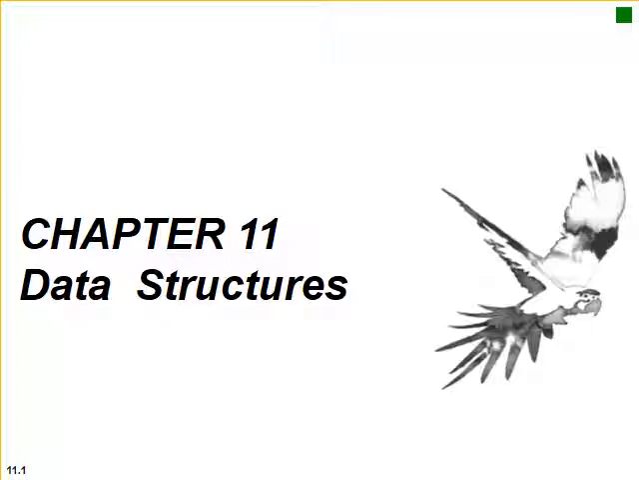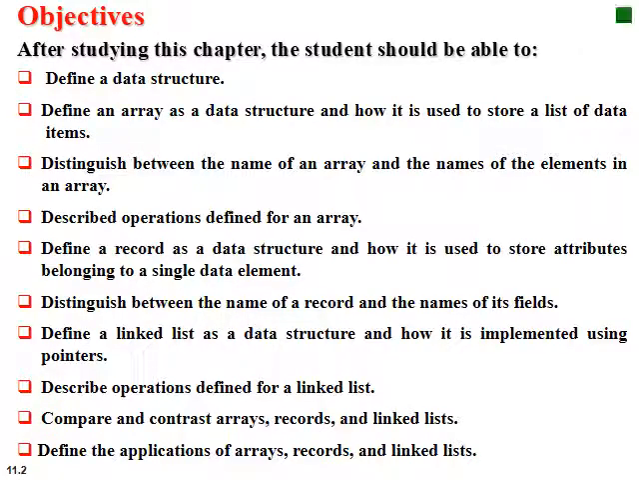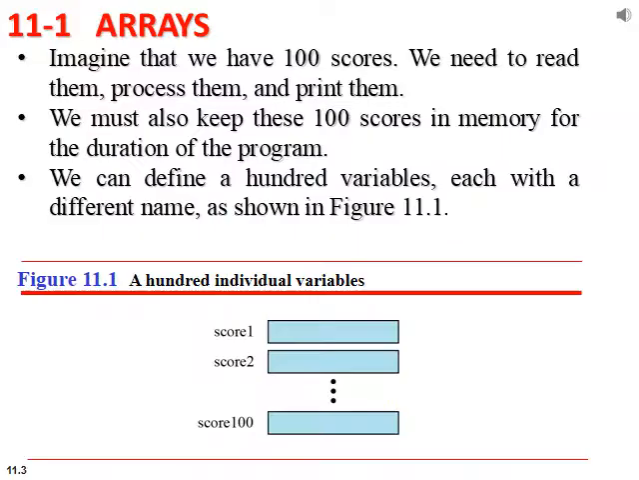So this is chapter 11, which is about data structures. In this lecture, we're going to look mainly at a number of very well-known data structures: arrays, records, and linked lists. There are more, but these are the basic ones that we're going to look at. For this lecture, though, we are only going to look at arrays.